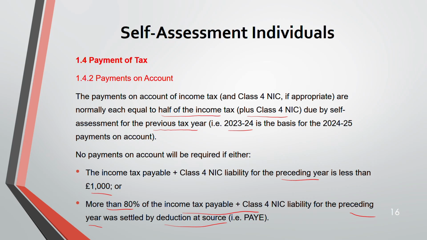Anyway, when you are calculating payment on account, you are taking the previous year's figure only, to calculate what you are paying this year. You understand? So either the amount is less than 1000, or more than 80% has been deducted at source. Remember, when you are taking the 1000 or the 80%, it includes both income tax plus class 4 NIC. Do not forget to add the two. Do not add CGT if it's given.